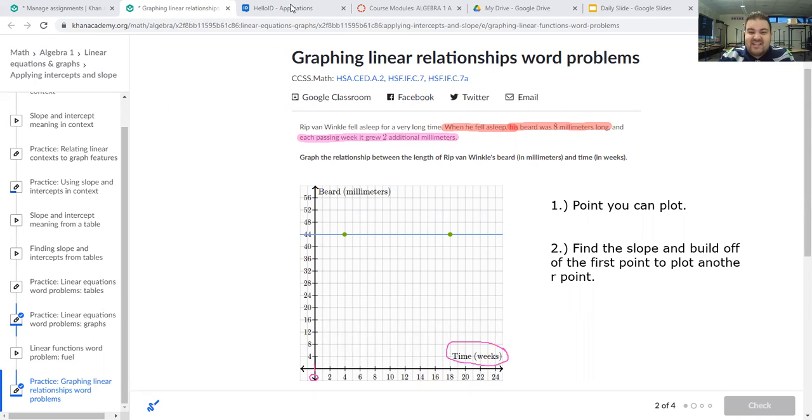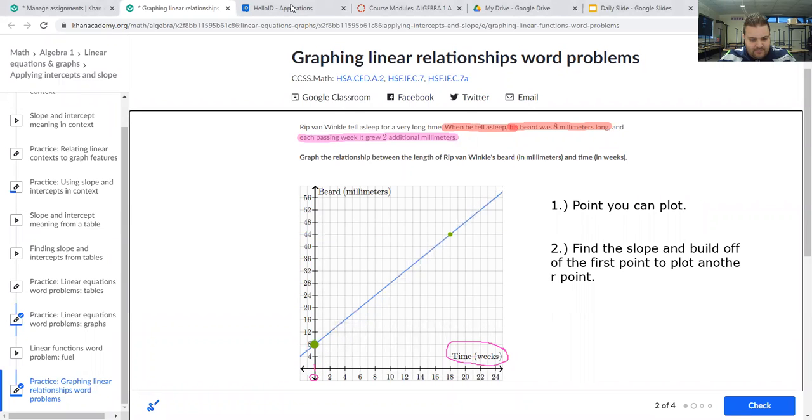But there are certain things that have a beginning and an end. In this case, we're talking about him sleeping. When you start to sleep, that's the beginning of sleeping. If you say you slept for 8 hours, how would you know to calculate that? You have to have a beginning and an end point of when you fell asleep. So when he fell asleep, that's time is 0. When he fell asleep, his beard was 8 millimeters long. So we know that when time is 0, his beard was 8 millimeters long. In this case, we know the y-intercept. That's the point we can plot.